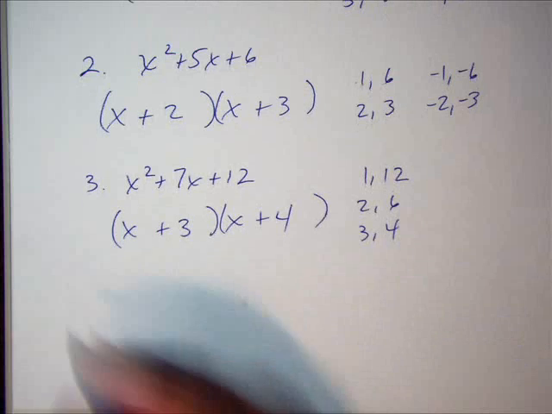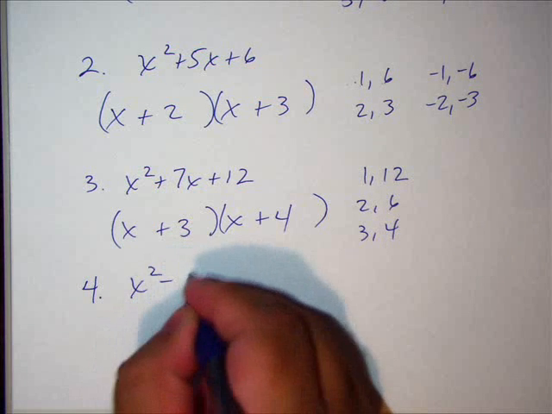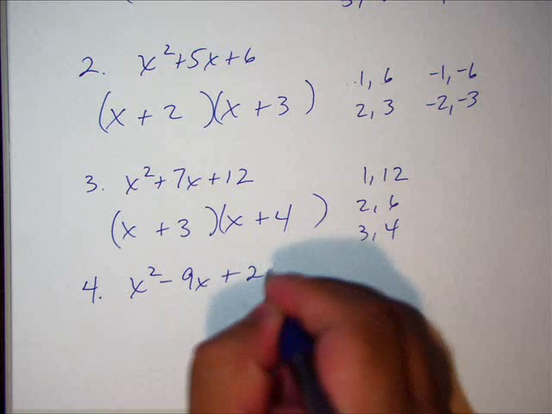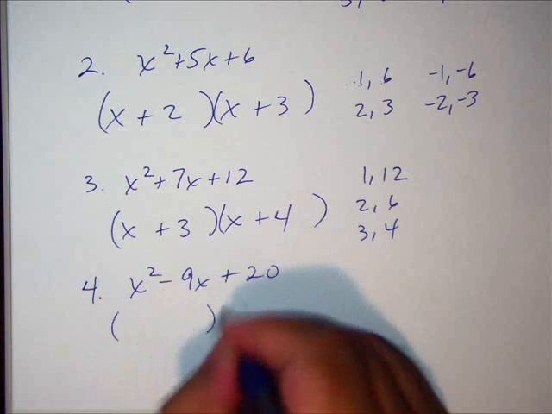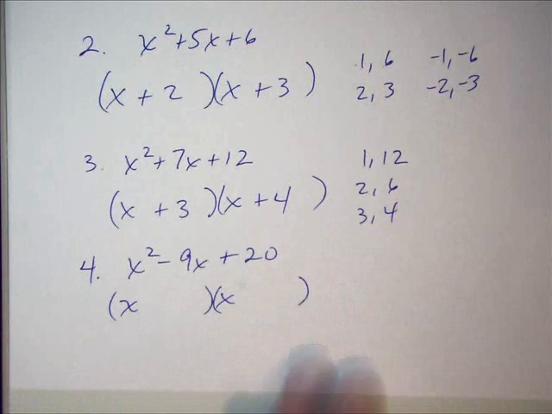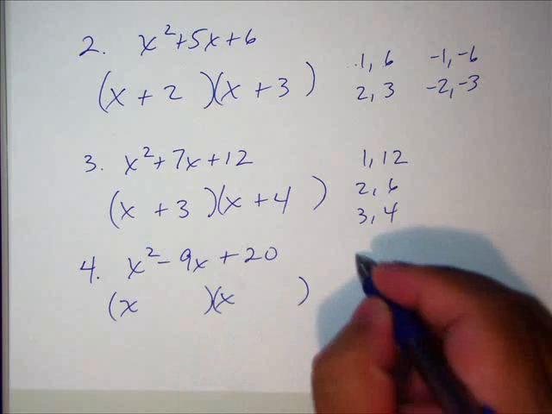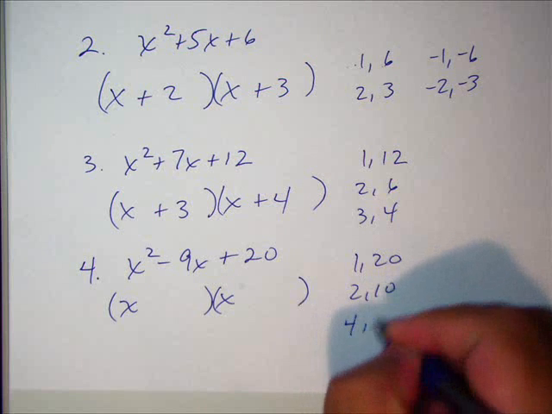Next example. Number 4. Number 4 is also like numbers 1, 2, and 3. So if you want to pause the video and work it out yourself, go ahead and pause it now. Again, we're starting with x and x. What are the factors of 20? Well, 1, 20, 2, 10, 4, 5.